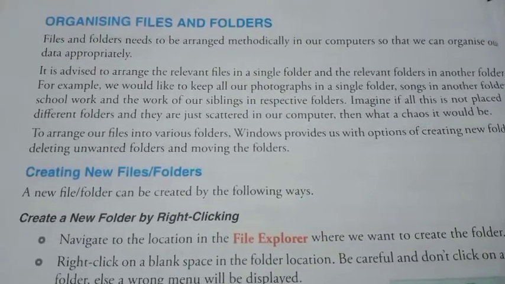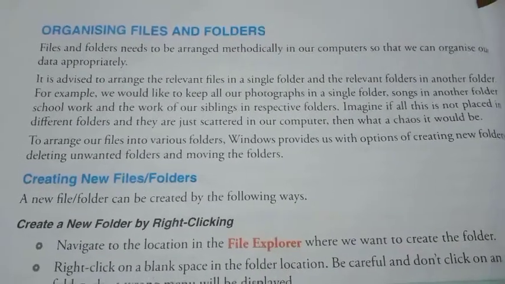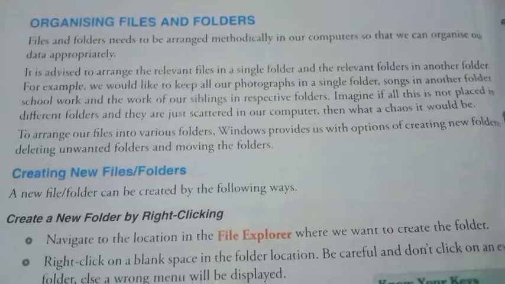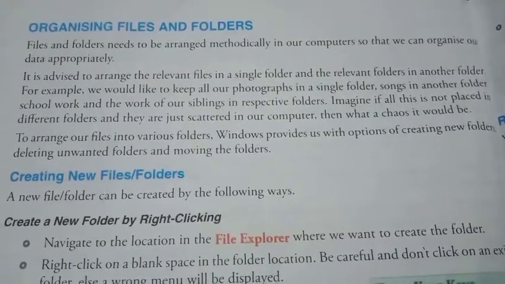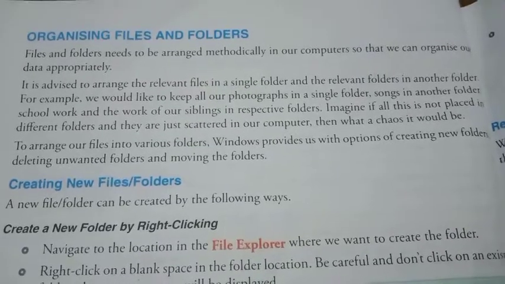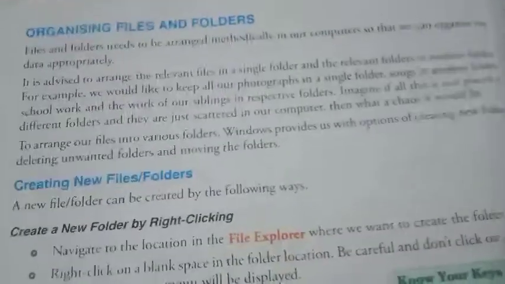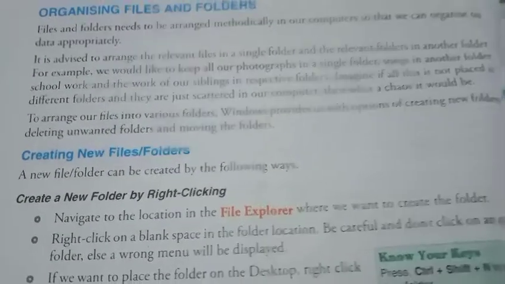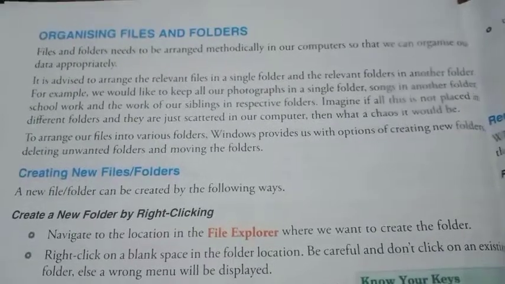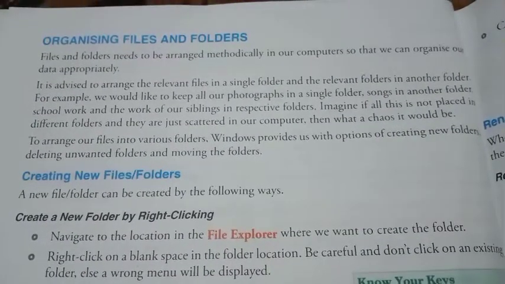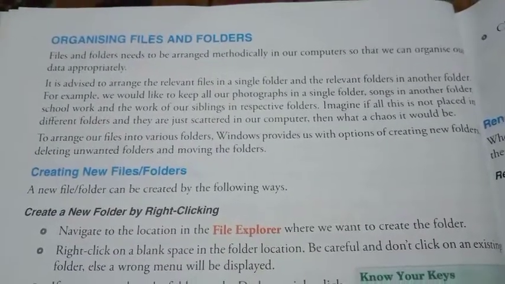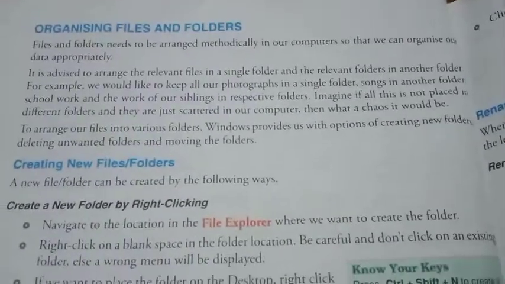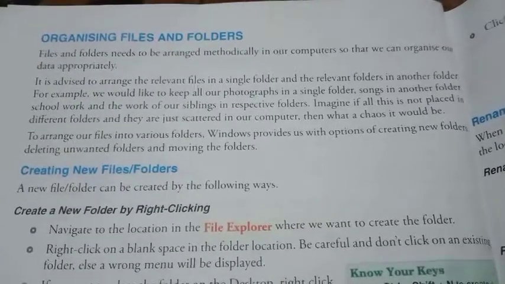And songs in another folder. School work and the work of siblings in their respective folders. If images and all these are not placed in different folders and are just scattered in our computer, because of the scattering of the information, that's why we create folders and then arrange them. Then what chaos it would be. Chaos means whenever things are very confused, it is called chaos.